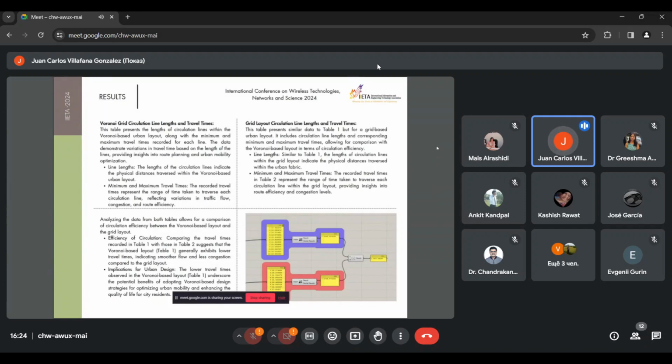Travel times. The recorded travel times in Table 2 represent the range of time taken to travel each circulation line within the grid layout, providing insight into road efficiencies and congestion levels.